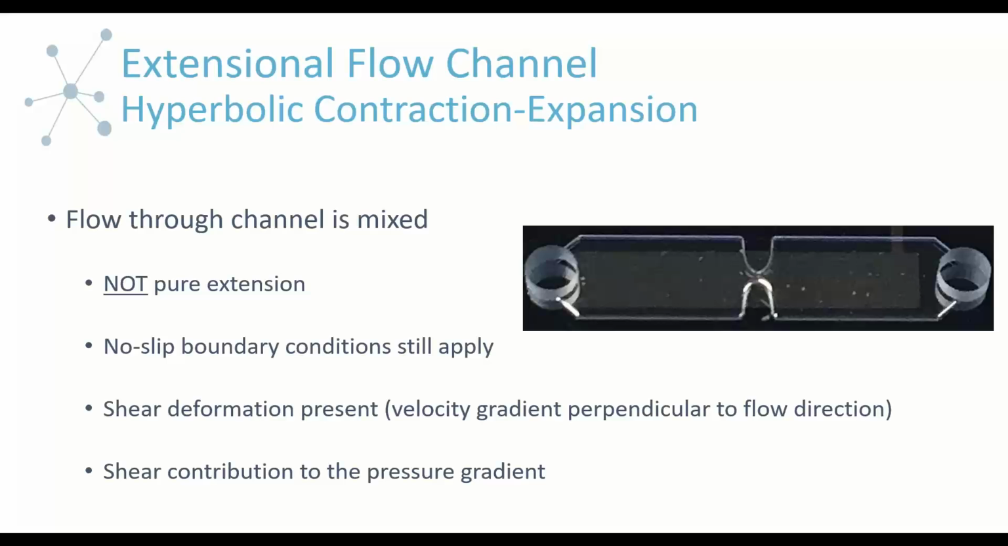To date, we haven't been able to coat the channel so that we have perfect slip at the wall so that we can have some pure extension. So in the meantime, we have to accept that we do have this no slip boundary condition, which introduces a shear component to the deformation as well. So if you remember, the shear component comes from having this velocity gradient perpendicular to the flow direction. So that is still there. And so there is this contribution even to the pressure gradient in the extensionally dominated region in the center of the channel.